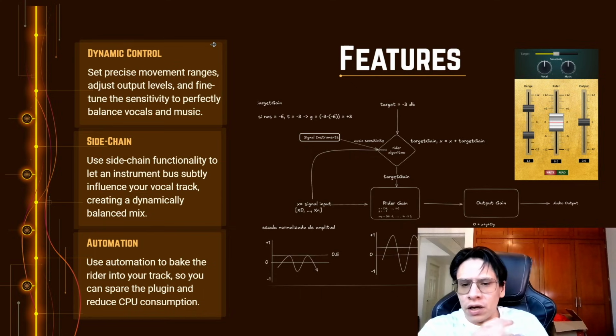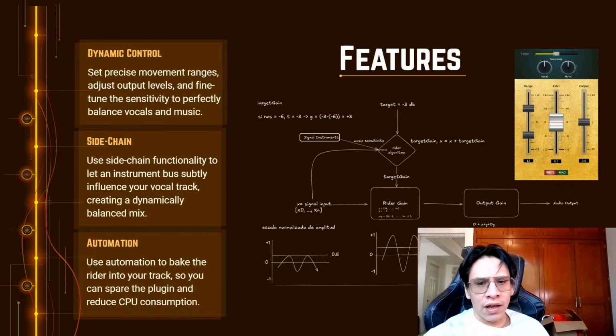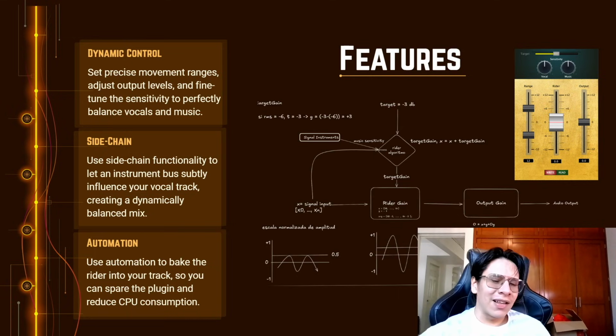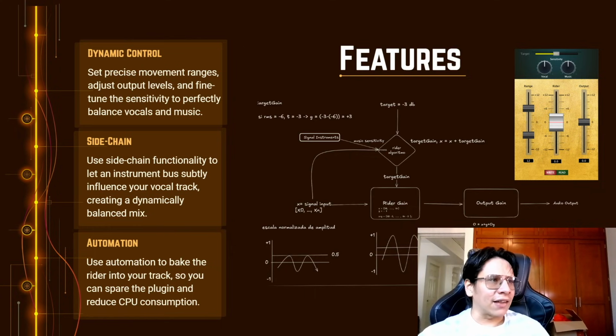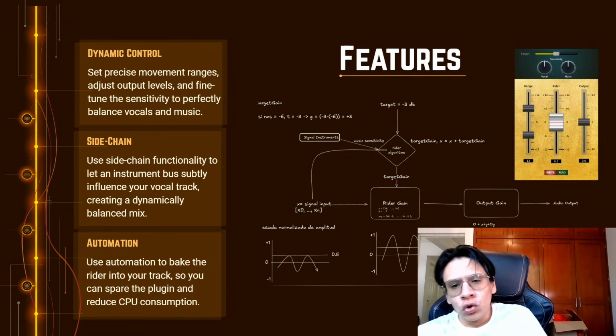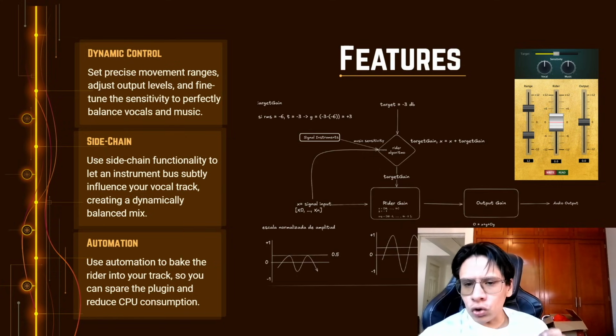This plugin has three main features. It has dynamic control, it has sidechain, and it has automation. So let's talk a little bit about that. Dynamic control: you will be able to modify a target. You can go from minus 42 decibels up to 0 decibels. So you can choose where you want your vocals or instrument, because this plugin can be used with basically anything. The target will allow you to set at what level you want your track to be.